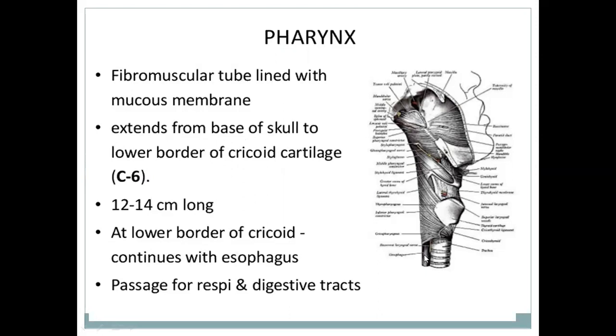So this is the trachea. This is the esophagus, and the lower muscle is the cricopharyngeus, which is a part of the inferior pharyngeal constrictor. So it continues with the esophagus, and it even forms the upper esophageal sphincter for the esophagus. So the pharynx is a passage for the respiratory and digestive tracts.